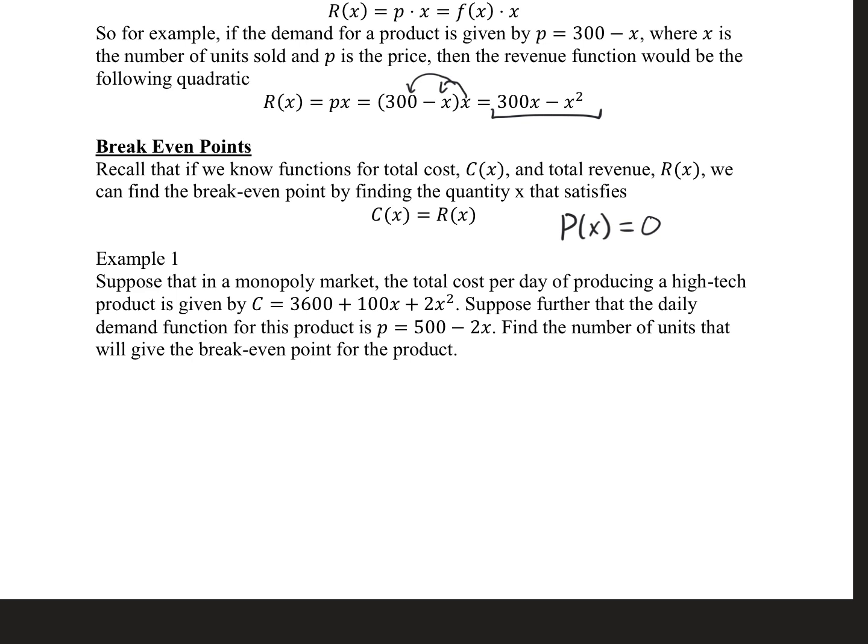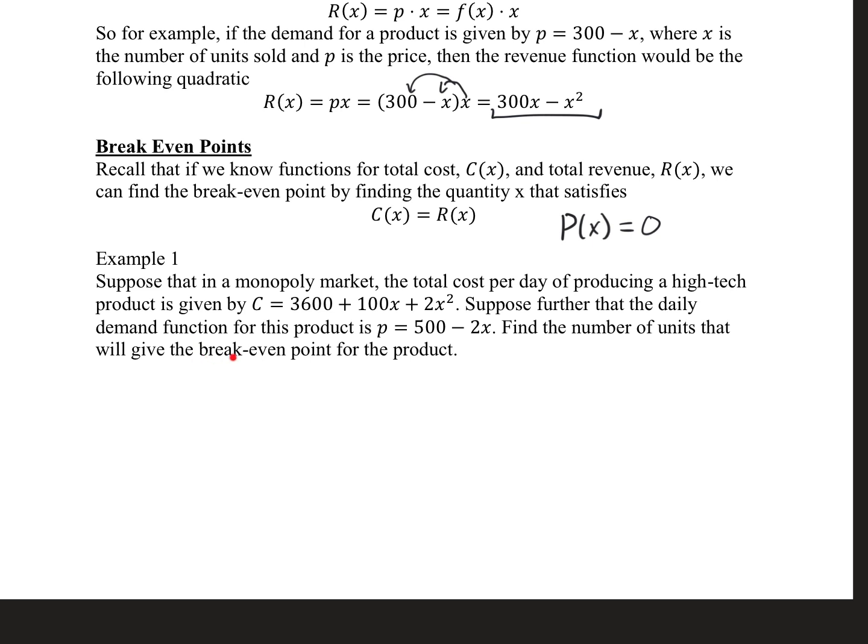Let's look at the first example here at the bottom of the page. Suppose we're in a monopoly market situation. We are given a total cost per day of producing a high-tech product. It's given by this C function that's listed. Suppose further that the daily demand for the product is given by this price function. So price is equal to something that's based off of x, which is our quantity. Then we want to find the number of units that would give the break-even point.